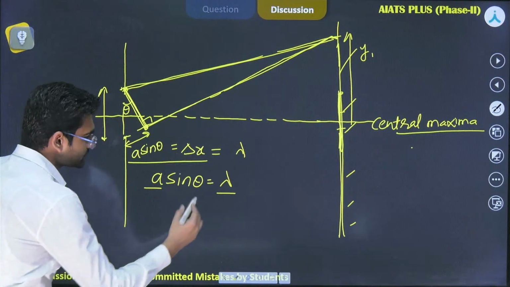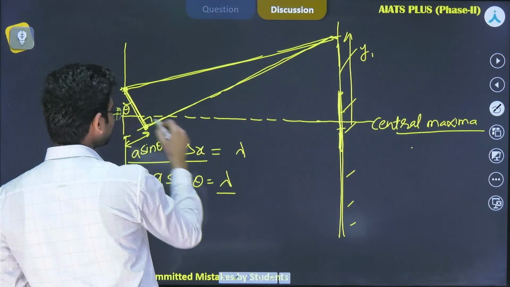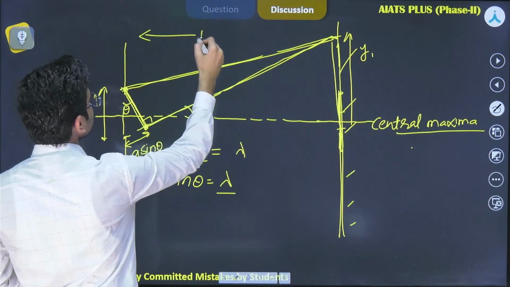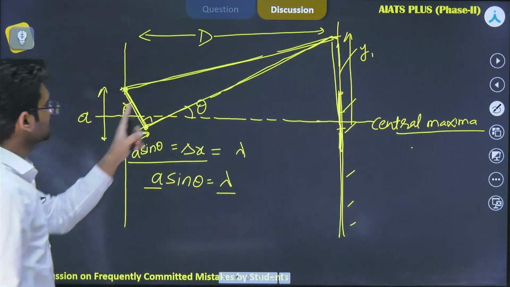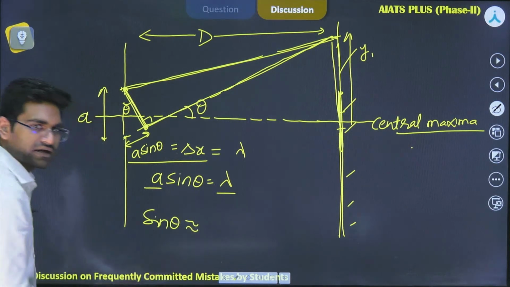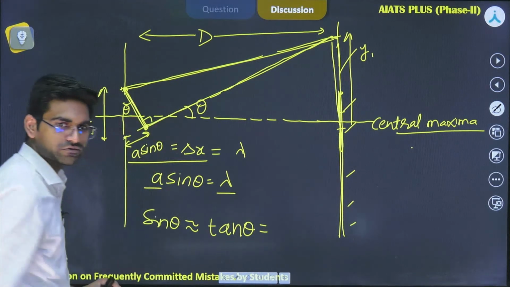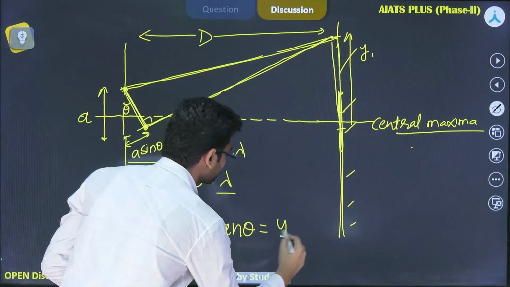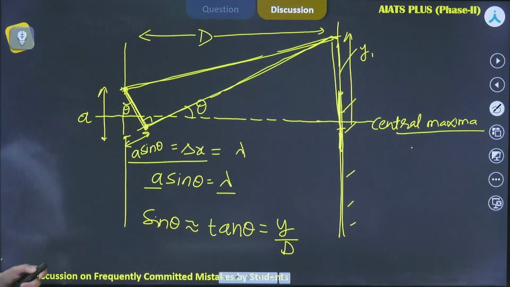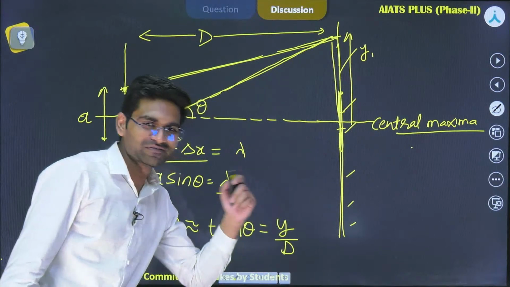From the figure, you can also see that if this is theta, then this is also theta. This is y and this distance is d. From this figure, you can see that sine theta, and this theta is very small, so we can also write it as tan theta, and that would be equal to y by d, or y1 by d for us. So sin theta is equal to tan theta is equal to y by d.